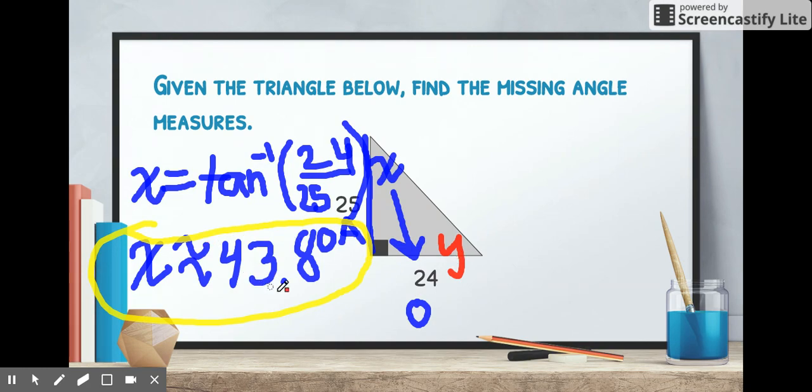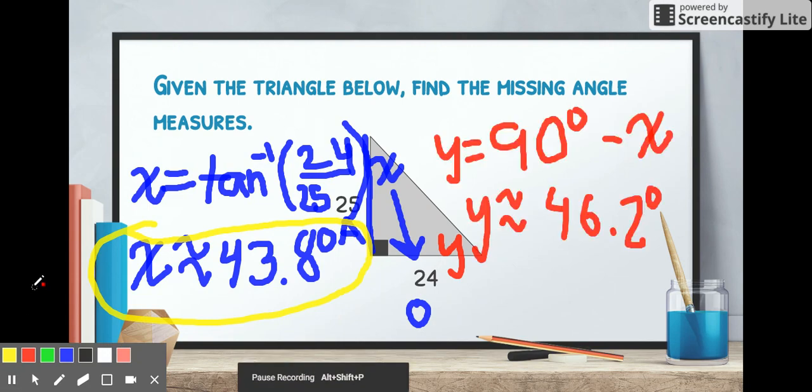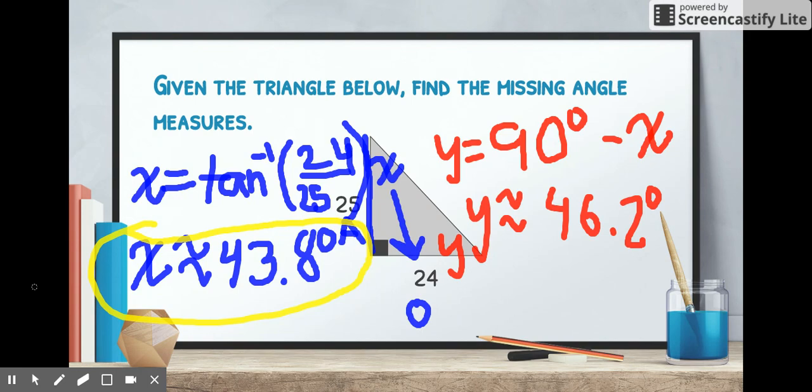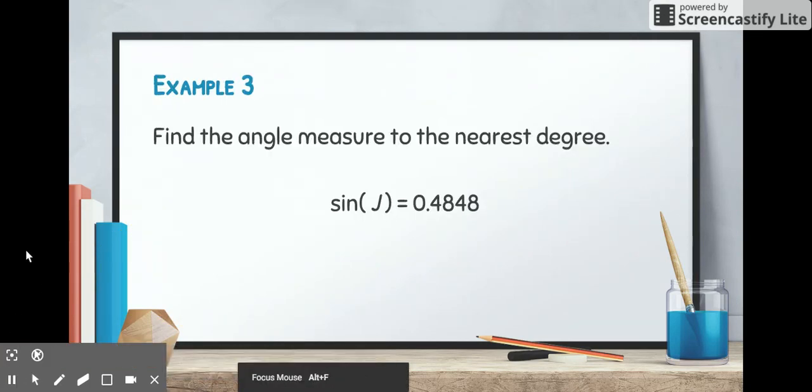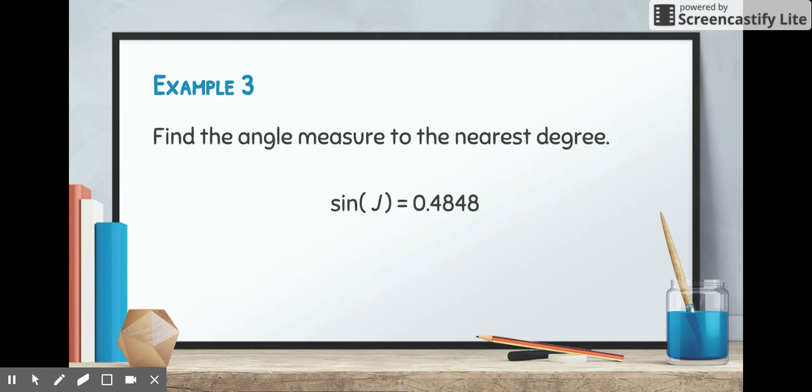So I'm just going to subtract 43.8 degrees from 90 degrees to solve for y. And in this case, since I'm subtracting a rounded value from 90 degrees, the answer that I get here is also going to be an approximation. So y is approximately 46.2 degrees. And if you did use your inverse trig ratio to solve for y, you should also find that y is approximately 46.2 degrees.